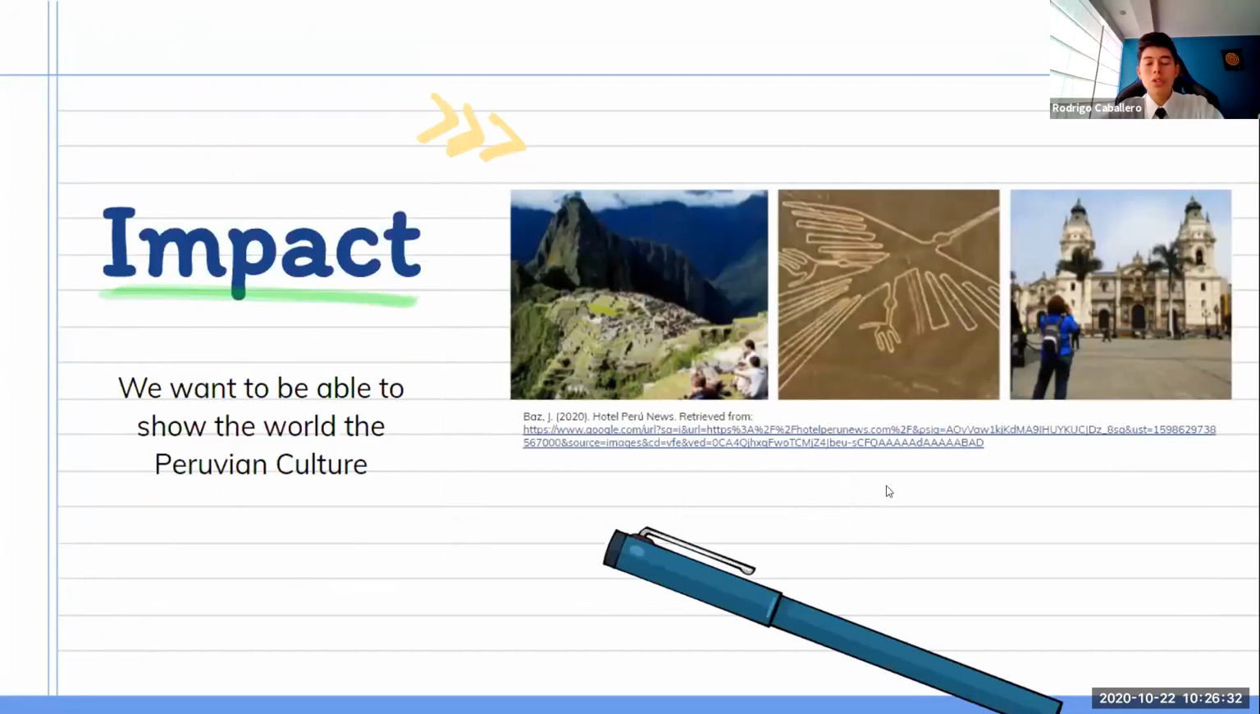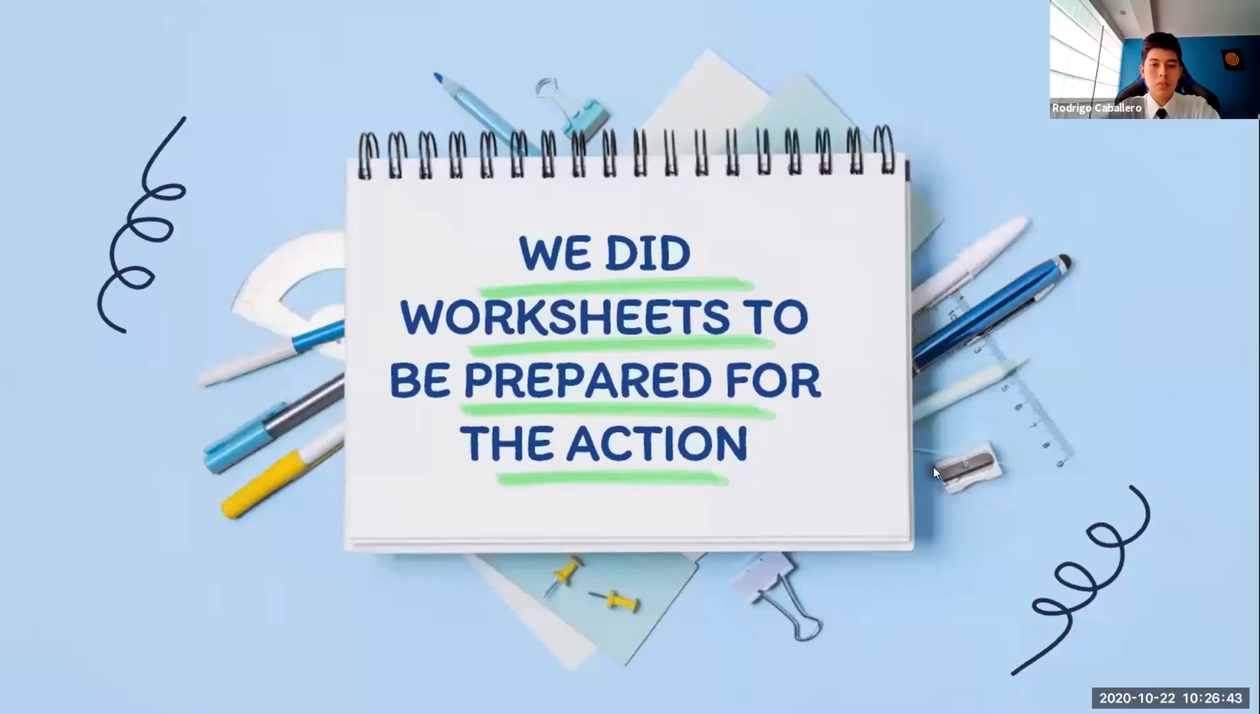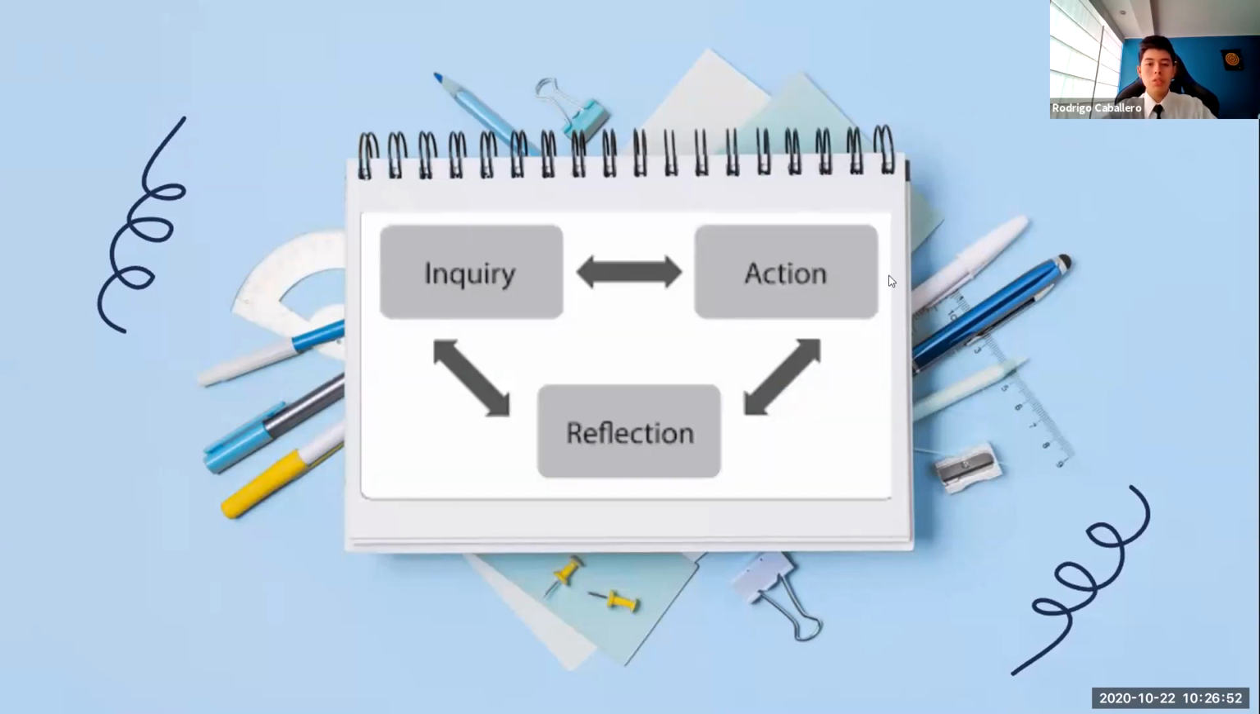Impact. As we already mentioned, next year will be the bicentennial anniversary of Peru. So what I wanted to do is to promote all of our culture to the world by the leaflet. But for this, we needed to do different worksheets in order to be prepared for the action. And this will start the first phase of the inquiry cycle, which is the inquiry.